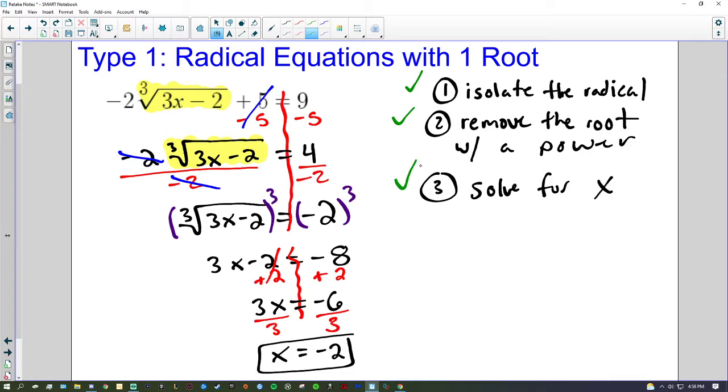So our 3 steps, we isolated the radical, we removed the root with a power, and then we solved for x. This is your first type of radical equation. It's radical equations with one root. Okay, don't forget, isolate, remove the root with a power, and solve for x. Okay, again, we have 3 types. We're on to type 2, so we are getting there.